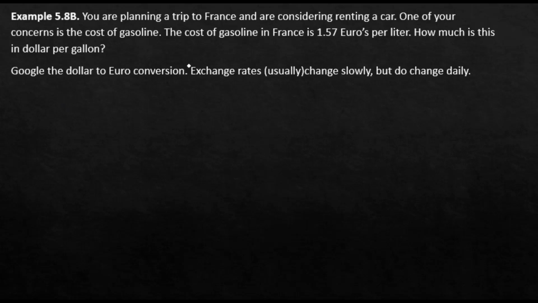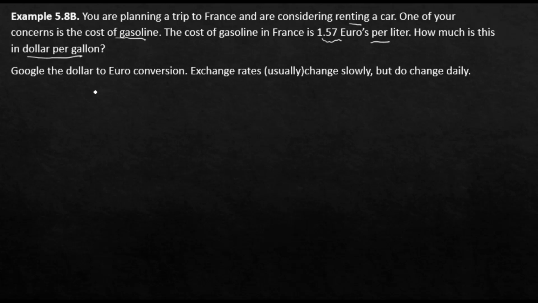Okay, so here is another example. You're planning a trip to France and are considering renting a car. One of your concerns is the cost of gasoline. The cost of gasoline in France is 1.57 euros per liter. How much is this in dollars per gallon?